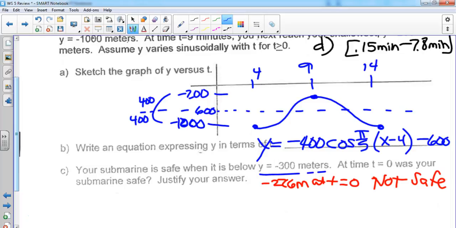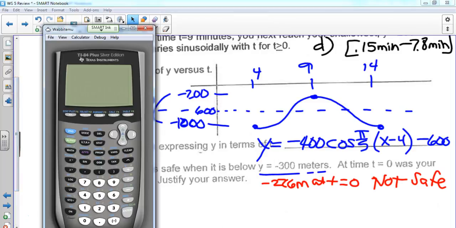All right. To be able to solve for the next 2 parts, you need to graph it on your calculator. You need to be in radian mode. Go to y equals and type this equation in. -400 brings up a parenthesis. You type pi divided by 5, parenthesis x minus 4, close both parentheses, and then -600. It asks what the time is at 0.